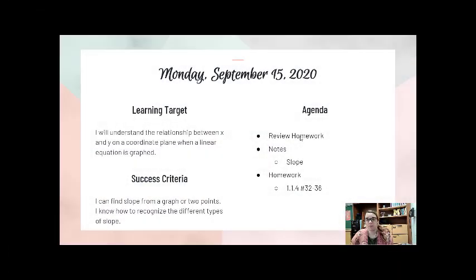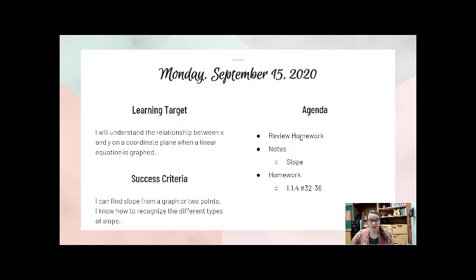Let's look at our agenda for Monday, September 15, 2020. Today we're going to review our homework from last Friday. We'll take some notes mainly on slope, a review skill from algebra, and then we'll have an assignment with some slope problems within it. Learning target today is you'll understand the relationship between x and y on a coordinate plane when a linear equation is graphed.